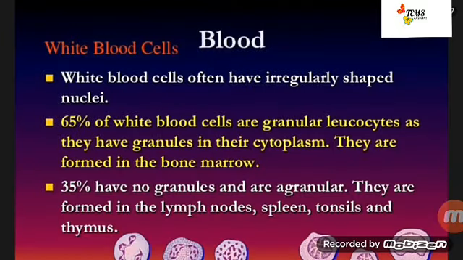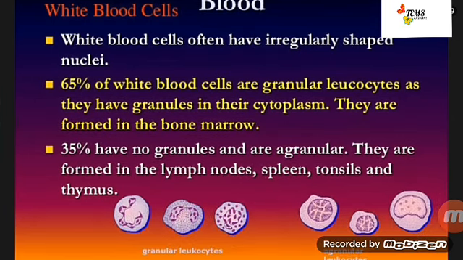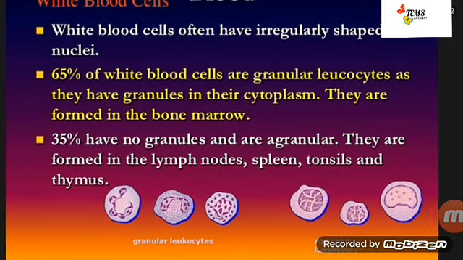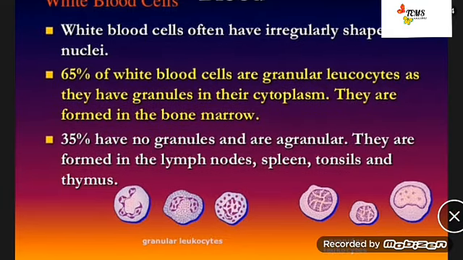Now we'll discuss white blood cells. White blood cells often have irregularly shaped nuclei. 65% of the white blood cells are granular leukocytes, and they have granules in their cytoplasm. They are formed in the bone marrow. 35% have no granules and are agranular. They are formed in the lymph nodes, spleen, tonsils, and thymus.